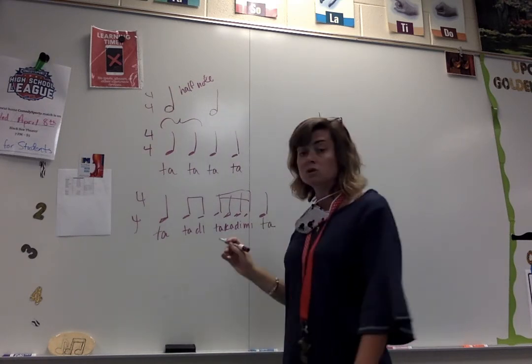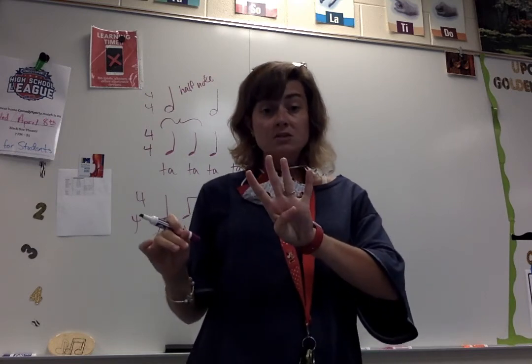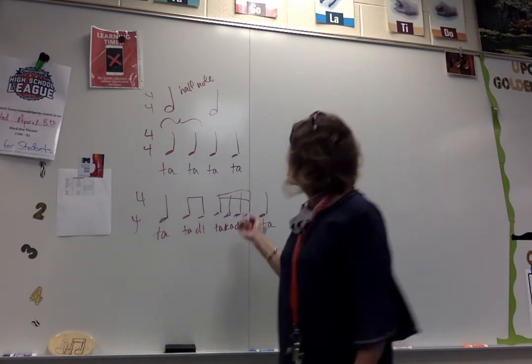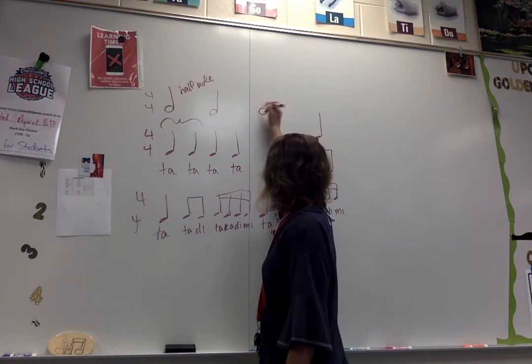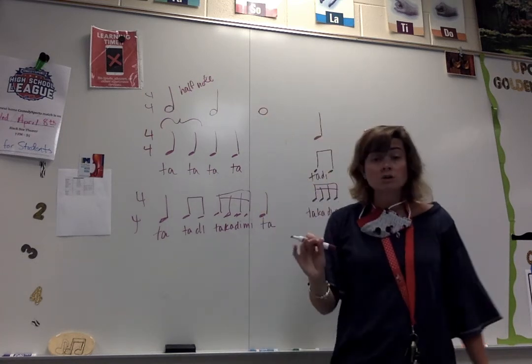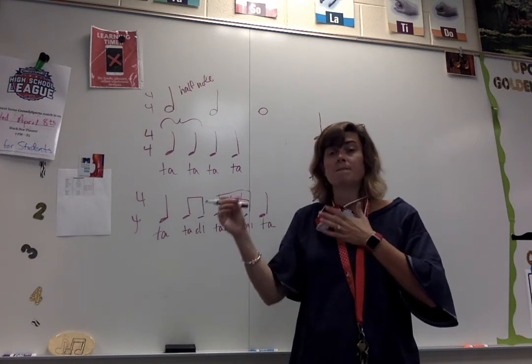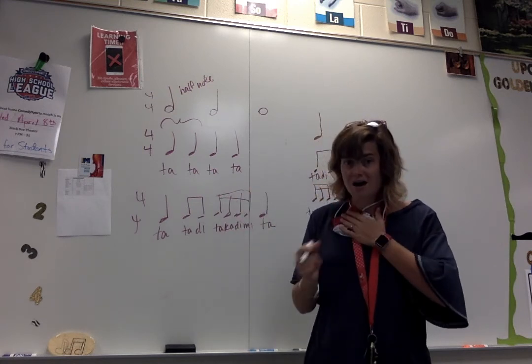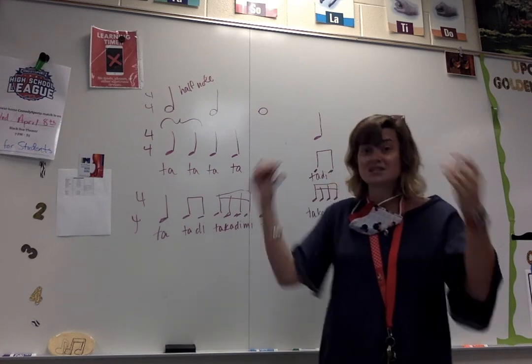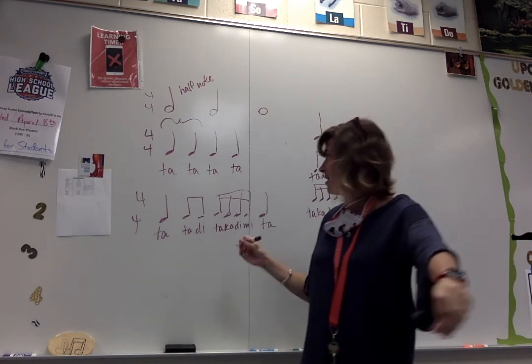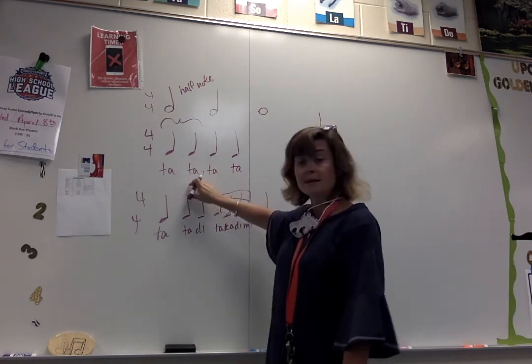For our whole note, a whole note takes up 4 beats, 4 quarter notes, and it just looks like this. It's just an open circle. A whole note takes up 4 quarter notes, so that's 4 beats, so it would sound like this. Ta. Each whole note takes up 4 quarter notes.